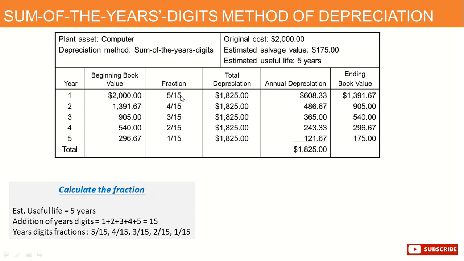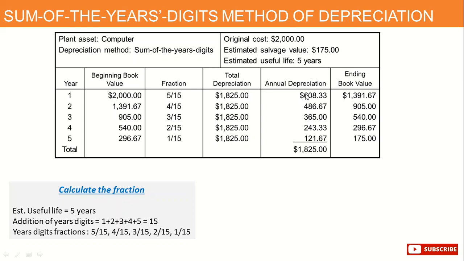So we have fraction 5 over 15, 4 over 15 for year 2, for year 3 we have 3 over 15. But in this case, we don't multiply this fraction with beginning book value. We have the total depreciation amount, which is $1825. Every time we multiply this fraction with this value, and then we have an annual depreciation, and we subtract this depreciation from beginning book value. So this is the difference from the previous method. We have constant depreciation amount, and we multiply these two. And again the procedure is very simple.